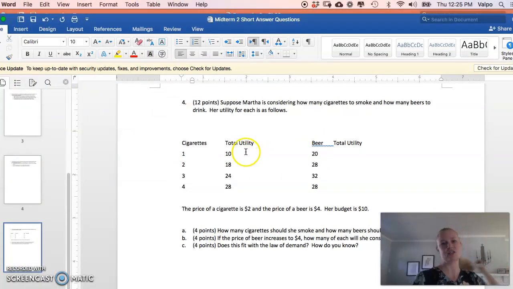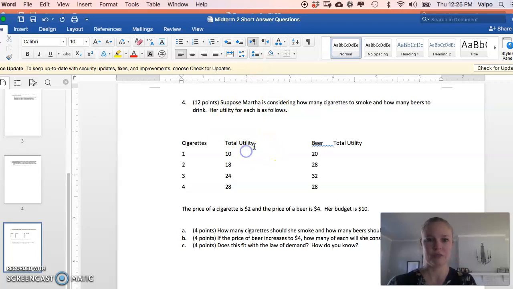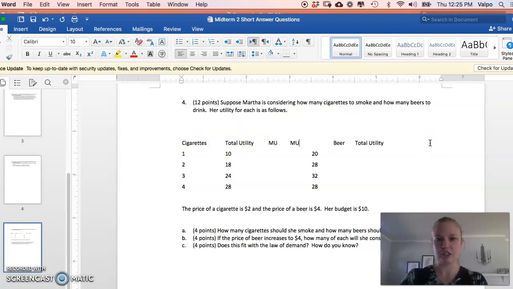Now the next thing that I wanted to do is just show you a question that I'm assigning on the homework as an essay question. I actually want to see your work on it and see how you're doing. This was an exam, this is midterm 2, this was an exam last year for my undergrads. But basically, I've got cigarettes here and total utility and beer and total utility. To answer the question, you're going to need to calculate marginal utility and marginal utility per dollar, okay?